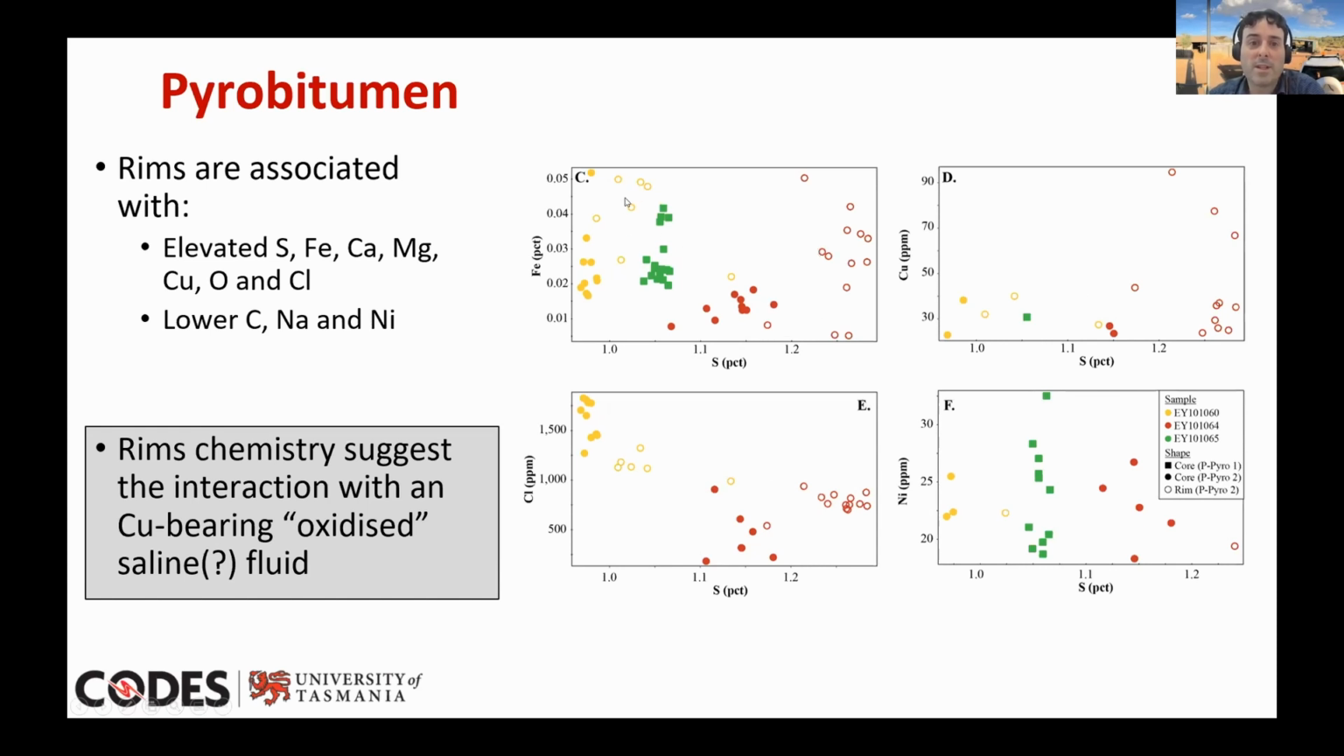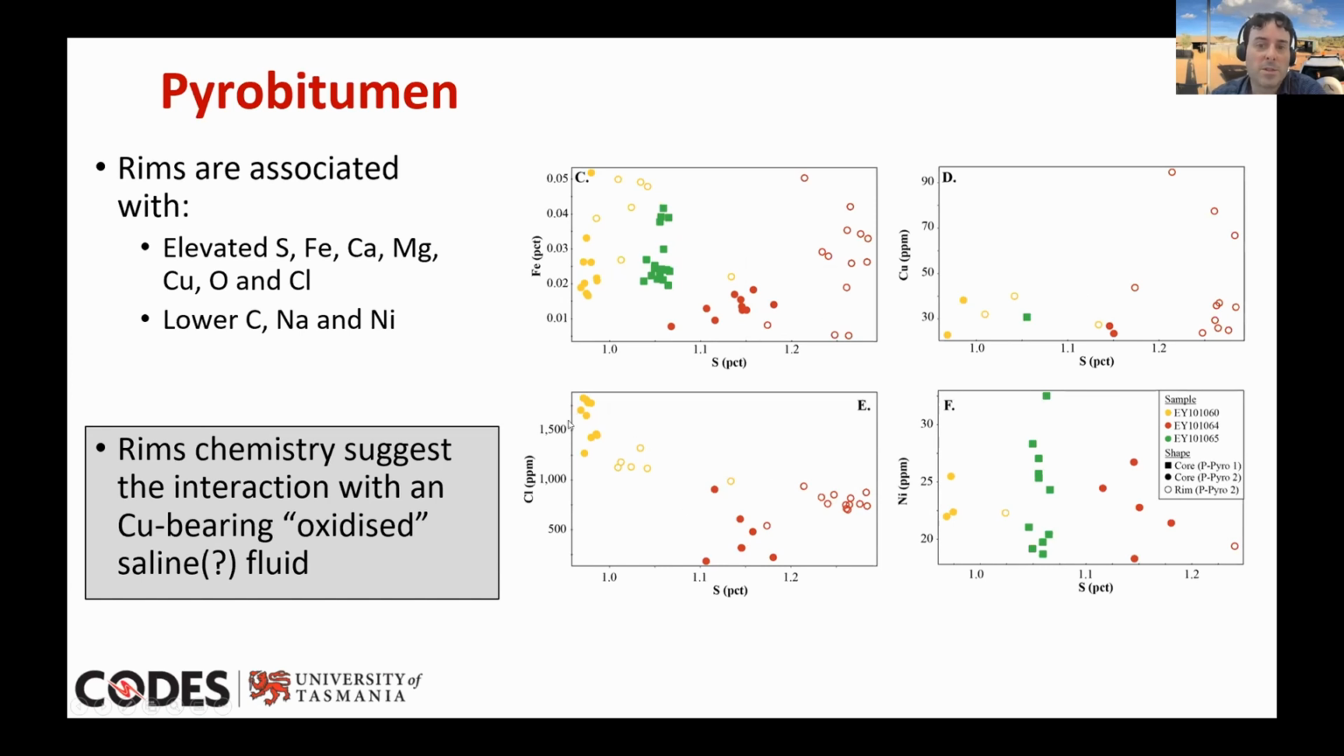Detectable copper in the dolomite was only in the rims of these pyrobitumen, so there's starting to be a bit of copper precipitation in the rim. We didn't detect any copper past detection limits in the core of the pyrobitumen. If you go to the bottom right, in these two different samples, the rim could be either less enriched in chlorine or depleted in chlorine compared to the core, but they tend to still be around 1,000 ppm chlorine.